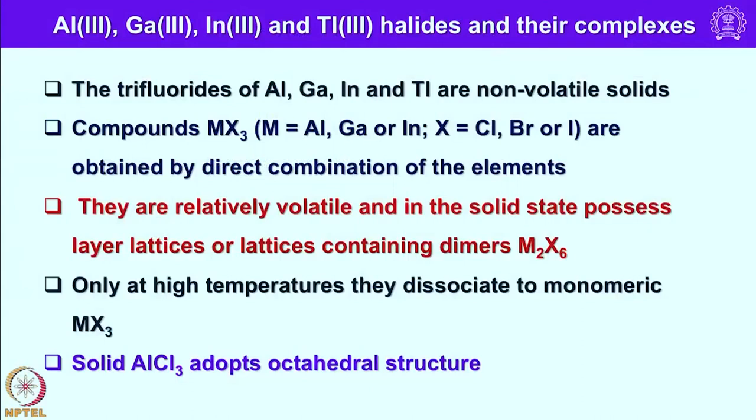So, let us look now into aluminium, gallium, indium and thallium halides. These trifluorides are non-volatile solids, and the other compounds are obtained by direct combination of the elements, again treating aluminium, gallium or indium with the corresponding halogens. One can make these trihalides, and they are relatively volatile. In the solid state they possess a layer lattice or a lattice containing dimers of the type M2X6. Only at high temperature do they dissociate to monomeric MX3, and solid AlCl3 adopts an octahedral structure. I will show you the structure. Okay. Before I show the structures of all these halides, let me show the methods of preparation of these halides.